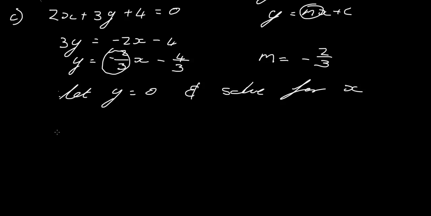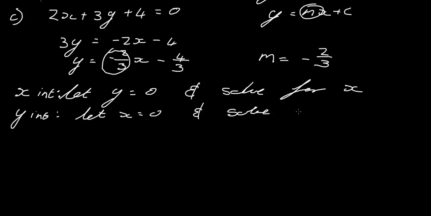Okay? And to find the y-intercept, so this is to get the x-intercept, let y equal 0 and solve for x. To get the y-intercept, let x equal 0 and solve for y. Okay, so let's start off to find the x-intercept. I said we let y equal 0.